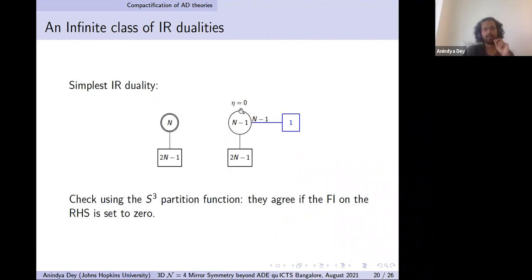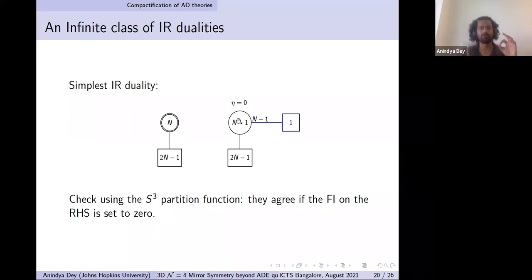So you have to turn off the FI parameter of the U(N-1) theory, the unitary theory, to have an agreement. So it's not a duality in the fullest sense of the term. When we think of dualities, we think of turning off every deformation and all of that agrees on the two sides. So here it's a little more restricted, it seems.